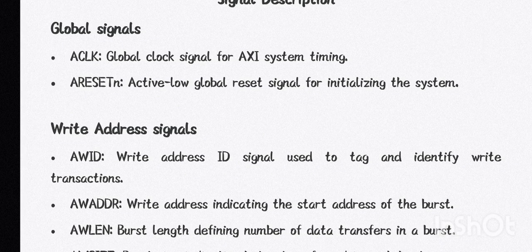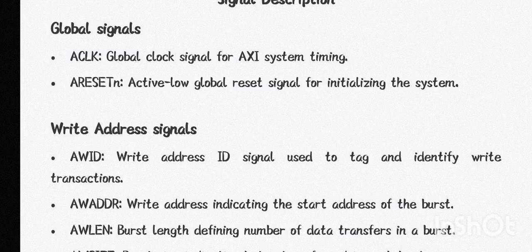Write address signals. AWID is the write address ID signal used to tag and identify a write transaction. AWADDR is the write address indicating the start address of the burst. AWLEN is the burst length, defining the number of data transfers in a burst. AWSIZE is the burst size, indicating bytes transferred in each beat. AWBURST is the burst type, defining how addresses increment in a burst.